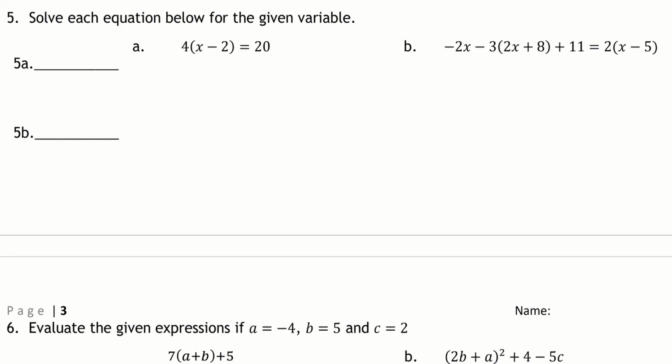So for question 5, we have 2 little equations, and we're asked to solve for x in both. Solve each equation for the given variables. So I guess the only variable I see is x, so I'm going to assume I'm solving for x in both. Let's start with A.